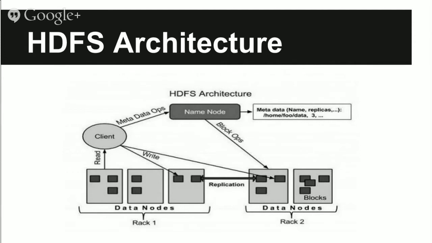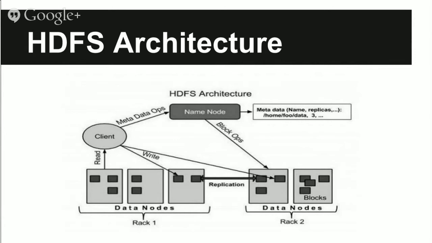So the name node acts as the master and the data node acts as a slave. The main tasks of the name node are: it manages the system namespace, it regulates clients' access to files, and it executes file system operations such as renaming the file, closing and opening the files and directories, etc.